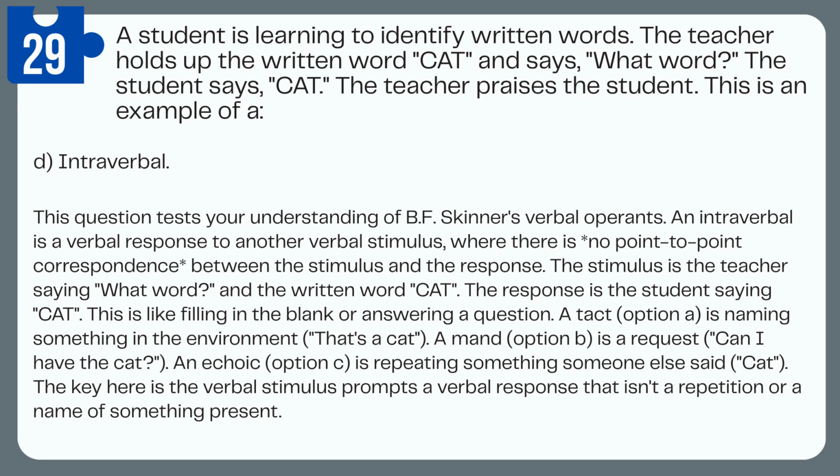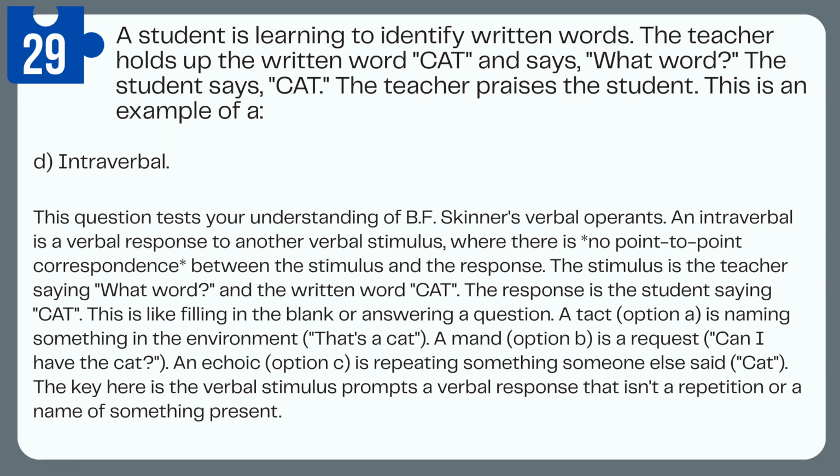Answer: D. Intraverbal. This question tests your understanding of Skinner's verbal operants. An intraverbal is a verbal response to another verbal stimulus, where there is no point-to-point correspondence between the stimulus and the response. The stimulus is the teacher saying, "What word?" and the written word cat. The response is the student saying cat. This is like filling in the blank or answering a question.